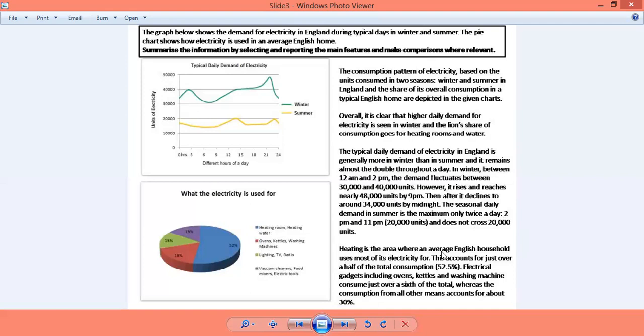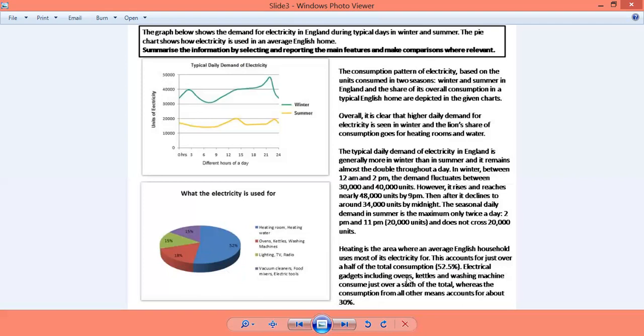Heating is the area where an average English household uses most of its electricity for. That is something we know, right? Heating में सबसे ज़्यादा usage हो रहा है electricity का. This accounts for just over a half of the total consumption. Do you see how comparison word has been used? The word almost half is used instead of using 52%, right?